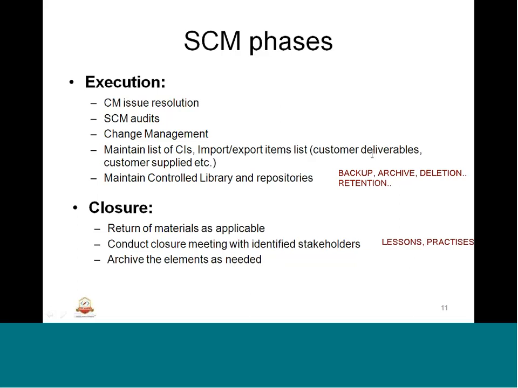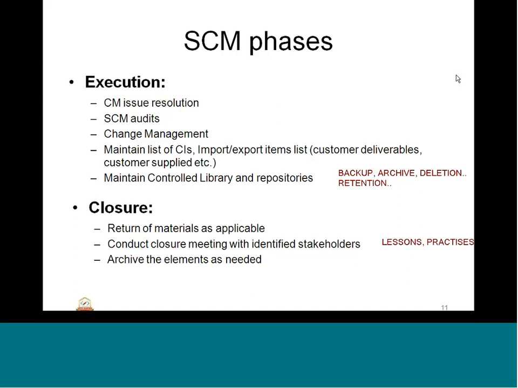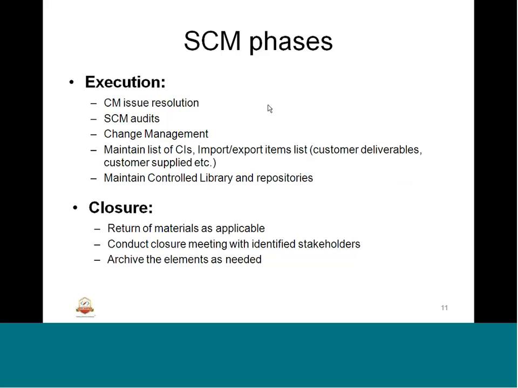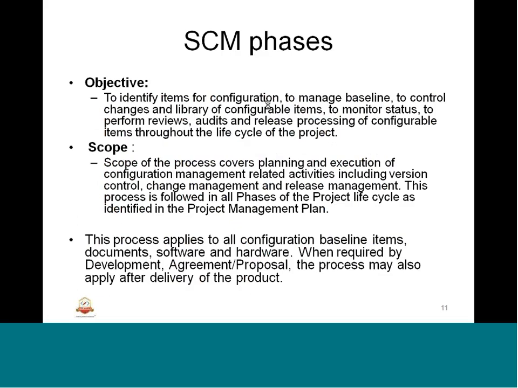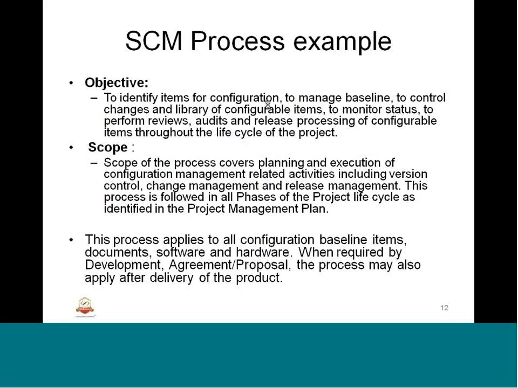Okay. The next one is an example. Let's try to understand the SCM process example, how it's going to be defined. So, a simple way of doing it is the objective. We are going to define the objective of the SCM process: to identify items for configuration, to manage baselines, to control changes and the library of configurable items, to monitor the status, to perform reviews, audits and release processing of configurable items throughout the life cycle of the project.